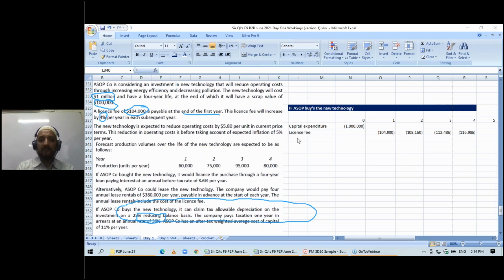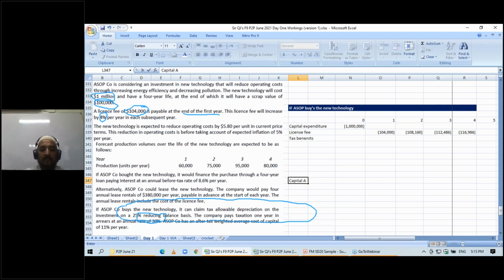Okay, now after payment of the license fee, you will calculate tax benefits. Now tax benefits are of two types in this case. One tax benefit is that you will be able to deduct the license fee every year from your taxable income and save some taxes, right? And secondly, you will get capital allowance. So let me first do the working for the capital allowance, which is tax depreciation.